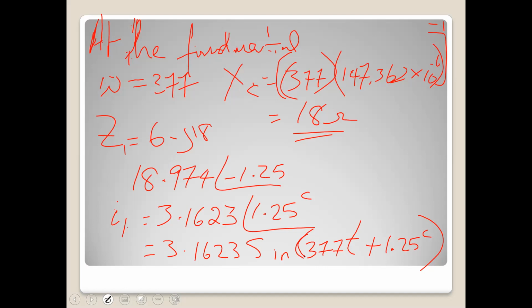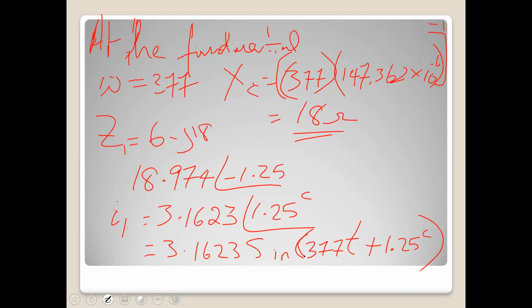All right, so when I go to the second harmonic, one more thing, sir. Can I go back? Is that an S at the front, or a C? Sine. Sine of 377t plus 1.25. That's just for the fundamental.